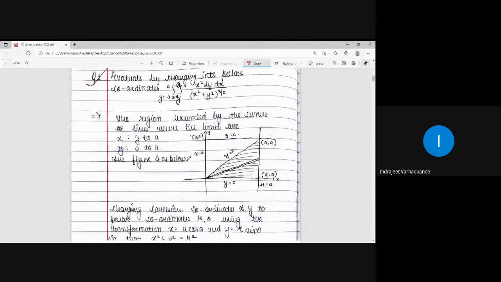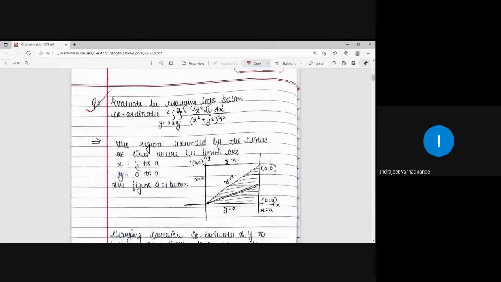The very first example is: evaluate by changing into polar coordinates. The limits are integral 0 to a, integral y to a, x square dy dx upon x square plus y square to the power 3 by 2. So the given problem appears in the Cartesian coordinate system.